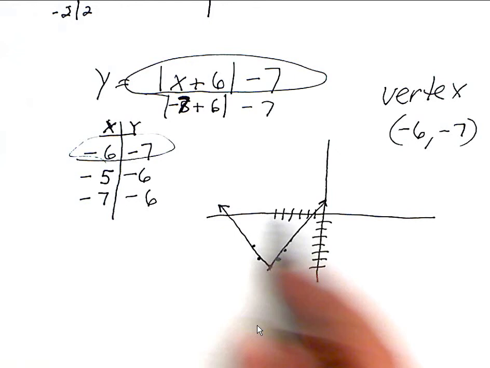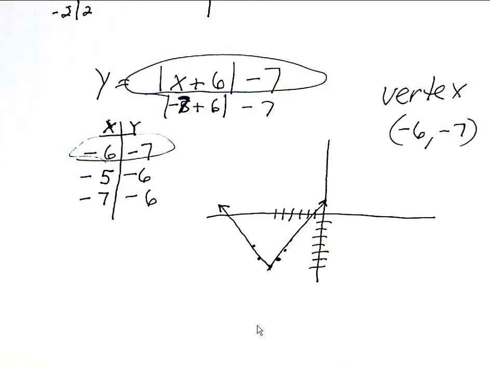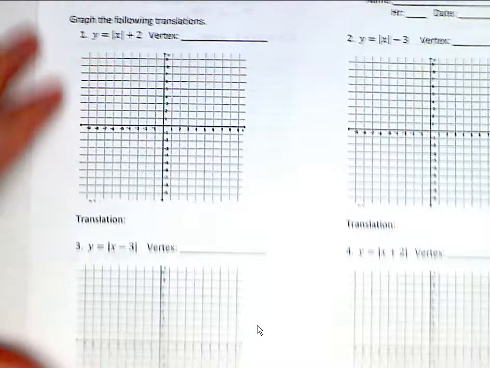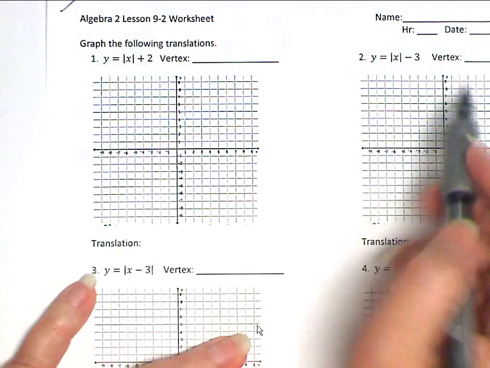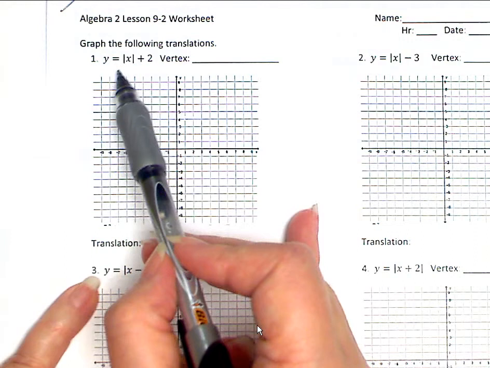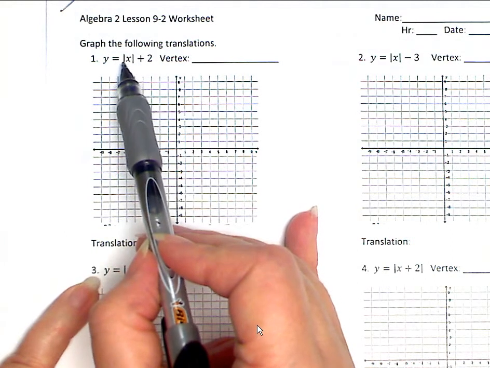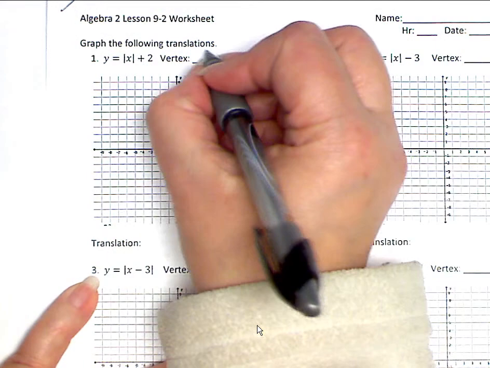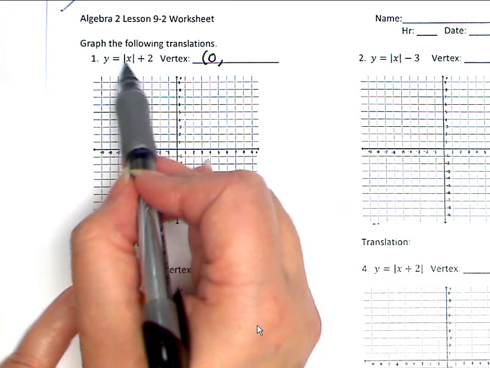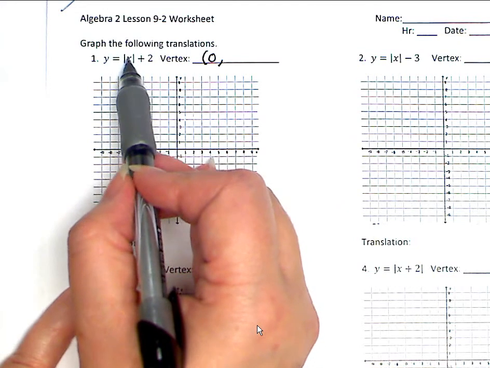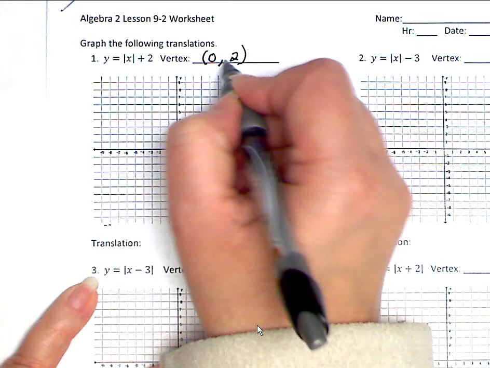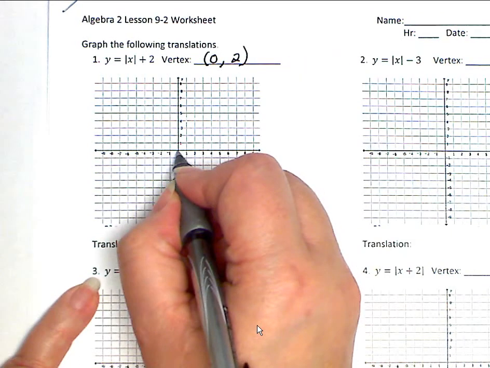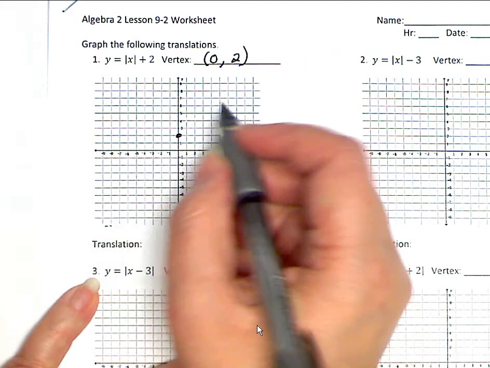All right? So let's go to our homework. So we have here, what would make our x value 0? 0. And if it has 0, what is your y value at that point? 2. So our vertex is 0, 2. So we're going 0, 2. And remember, it's always going to go both ways up 1.